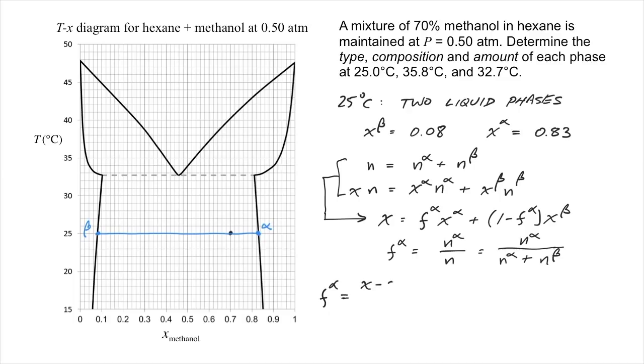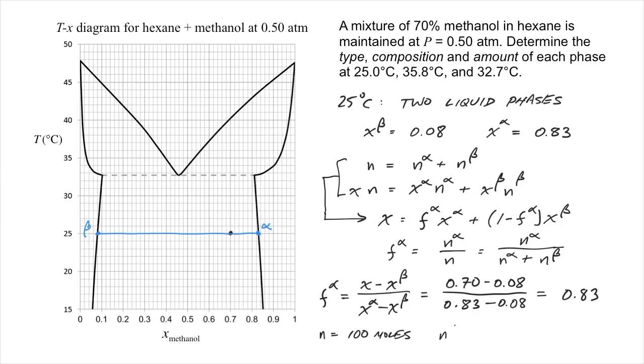Solving for f alpha in terms of the mole fractions in the system and in the two individual phases, and plugging in numbers, we find that 83% of the total moles in the system will be in phase alpha, while 17% will be in phase beta. In other words, if we have 100 moles total, 83 will be in liquid phase alpha, while 17 moles will be in liquid phase beta.